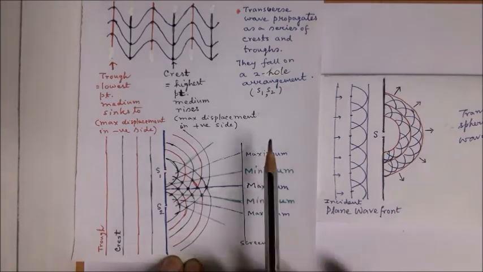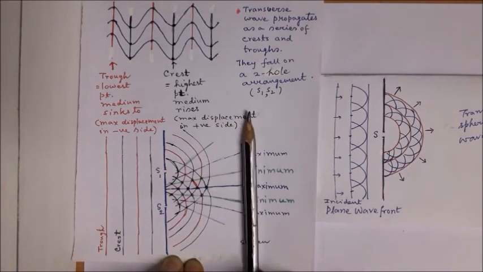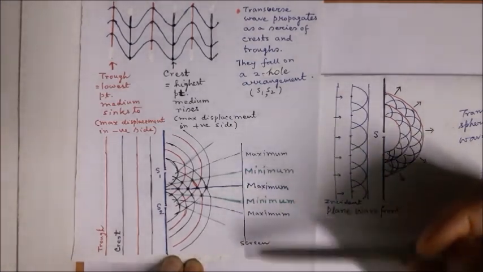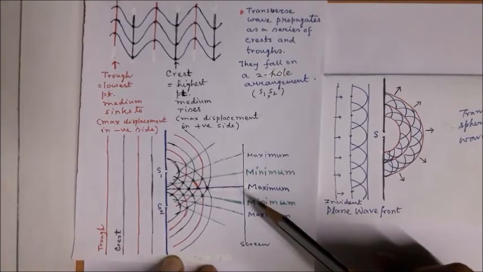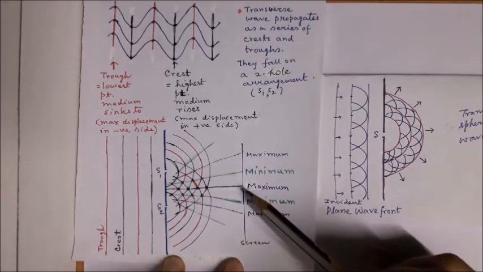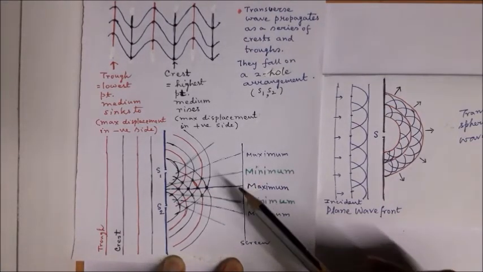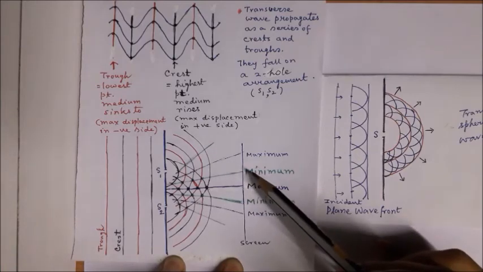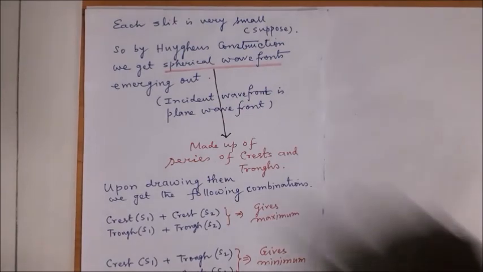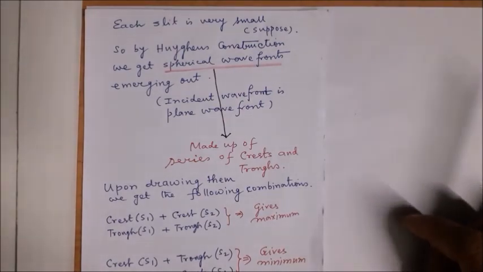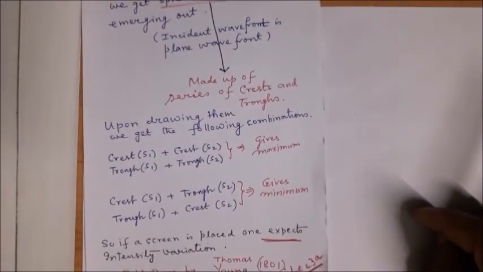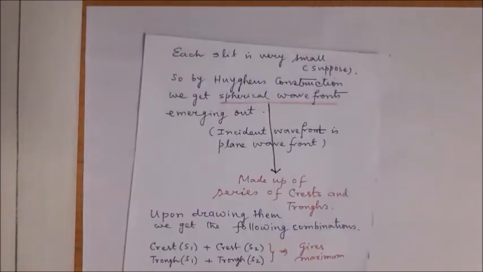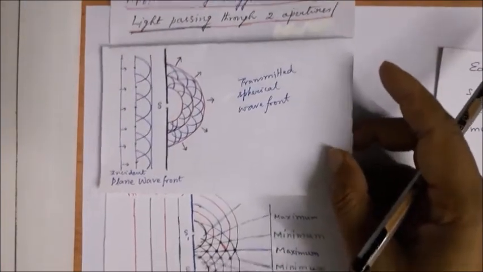So if we place a screen here, we can suppose that we might have an intensity variation, because we expect maxima to give rise to brightness and minima would give rise to low intensity or darkness. The description that we presented is written over here. Now let us revert back to this figure.